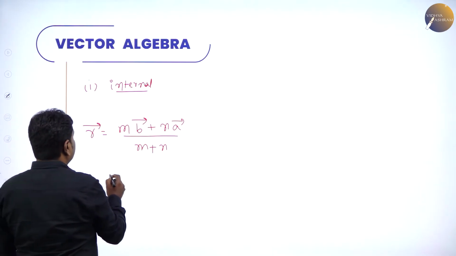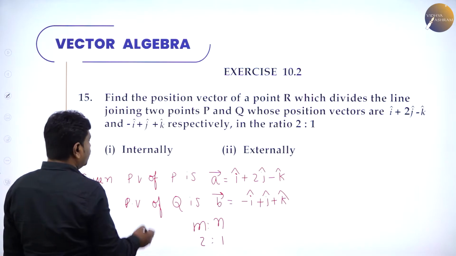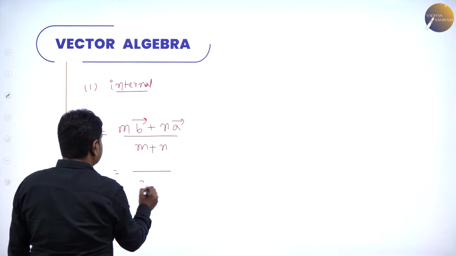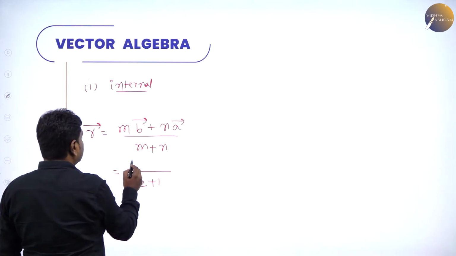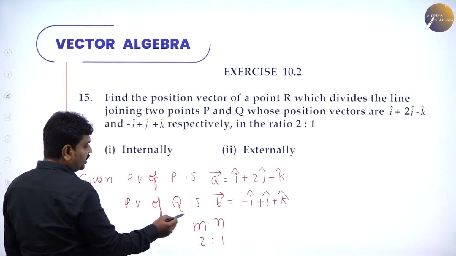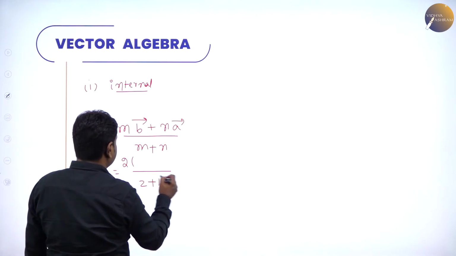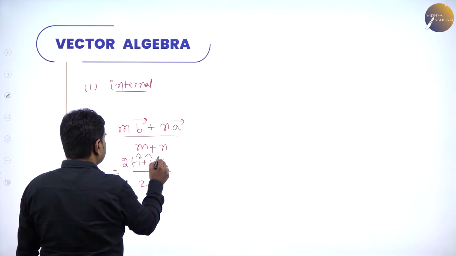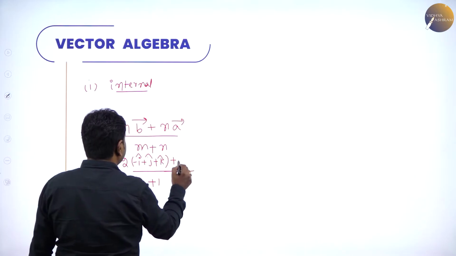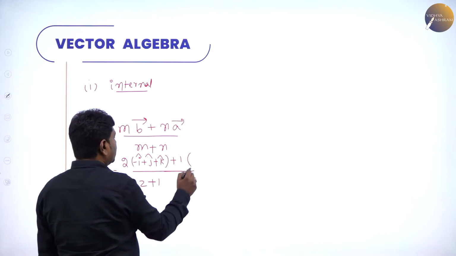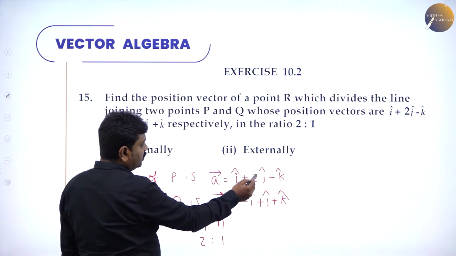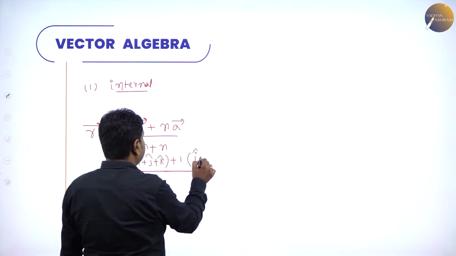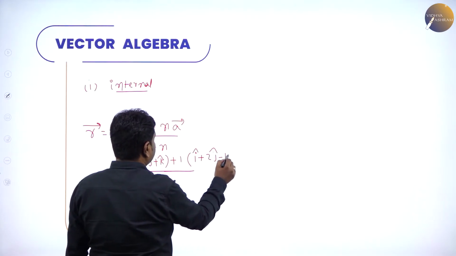So now you know the value of m and n. m and n is what? 2 and 1. So in the denominator 2 plus 1, numerator 2 into vector B. What is vector B? Minus i plus j plus k, plus n. What is n? 1 into vector A. What is vector A? i plus 2j minus k.